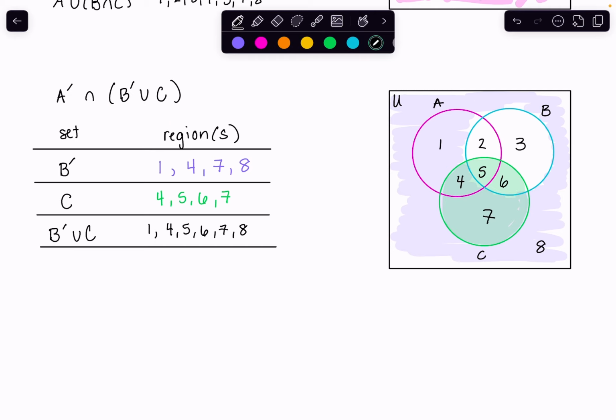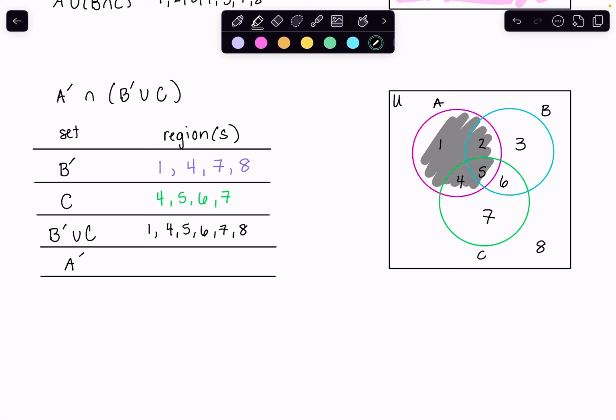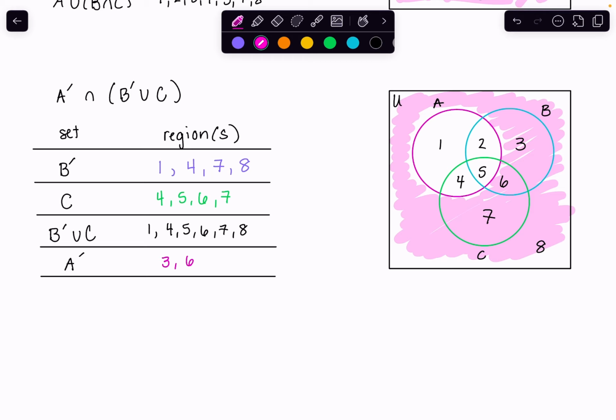Now I need to intersect this with A complement. So before I can find the intersection, I have to figure out what is A complement. So I'm going to start just getting rid of that. A complement blacks out this region. So that would be all of this stuff on the outside here. Okay. So A complement is 3, 6, 7, and 8. Now I can go ahead and I can take the intersection of these two things.